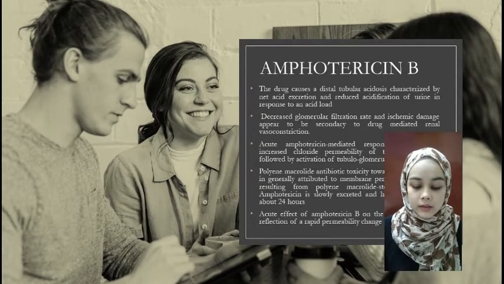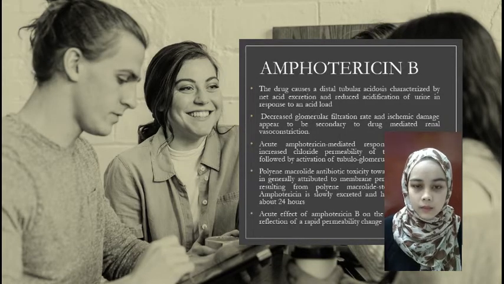Amphotericin B is a drug that causes distal tubular acidosis characterized by net acid excretion and reduced acidification of urine in response to an acid load. It also decreases glomerular filtration rate, and ischemic damage appears to be secondary to drug-mediated renal vasoconstriction.